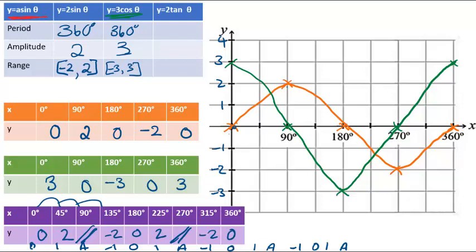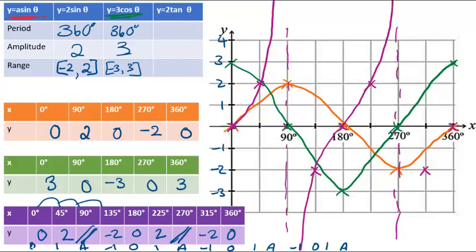Let's go ahead and plot this one. So it's going to be 0, 2, asymptote. Negative 2, 0, 2, asymptote. Negative 2, 0, etc. So you draw your graph, it's going to look like this. And then I will also include the normal tangent graph just to show you what it would normally look like if we had not multiplied it by 2.